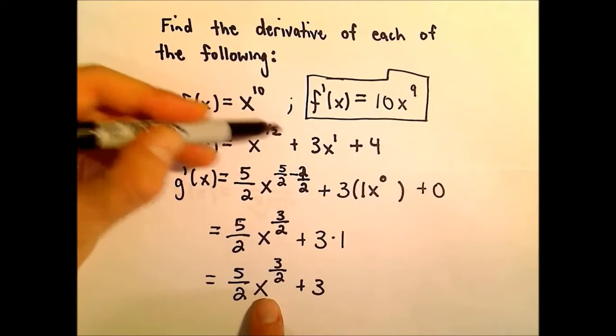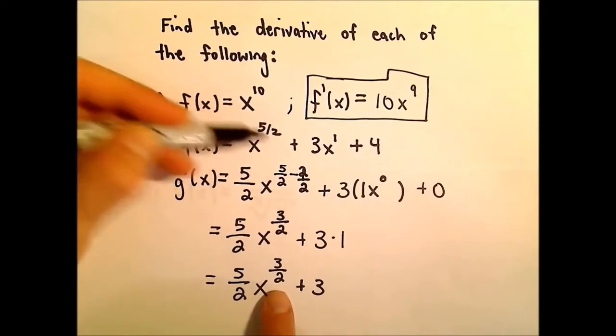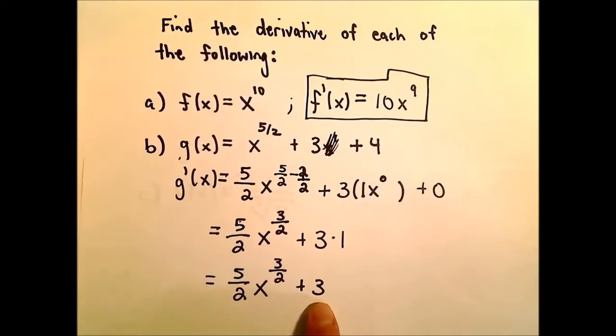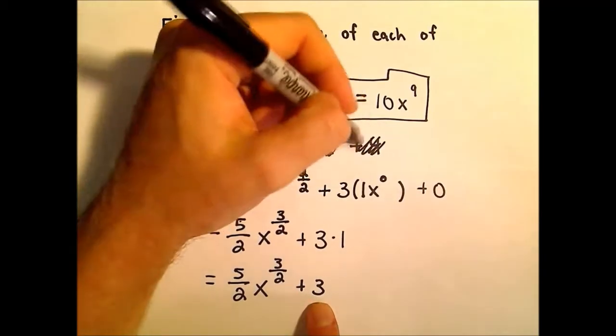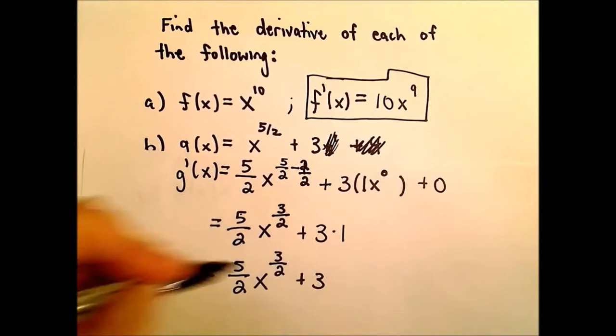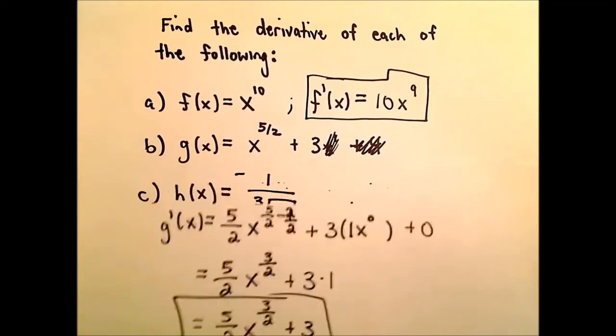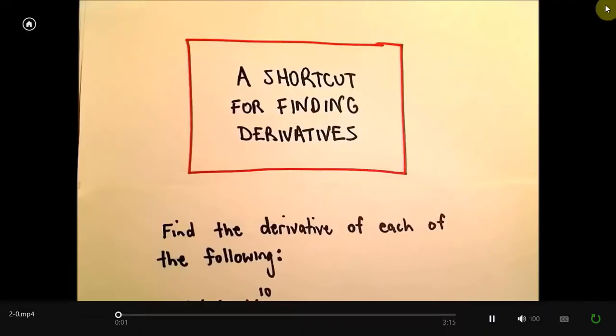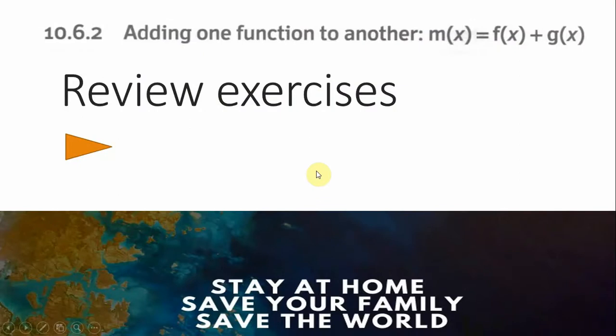Five over 2, the rational exponent, and x to the power of 1, and the 4 is 0. So the answer is 5 over 2 times x to the power of 3 over 2 plus 3. The last exercise is your homework. Okay, if you remember the last topic, let's start the new subject, adding one function to another.